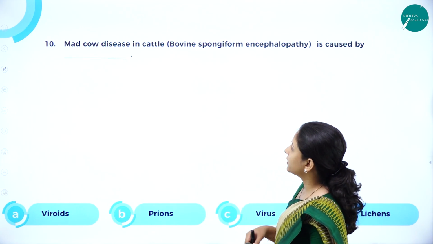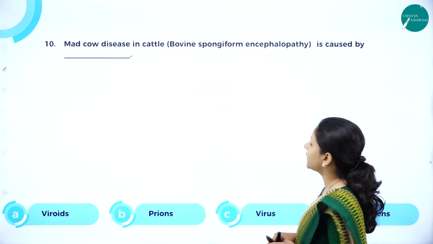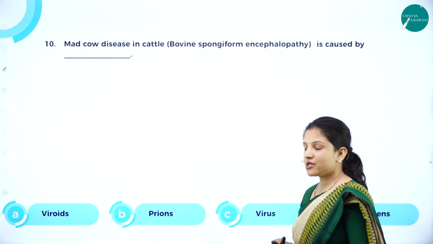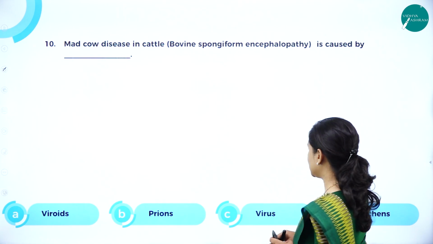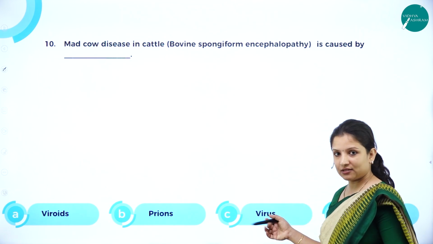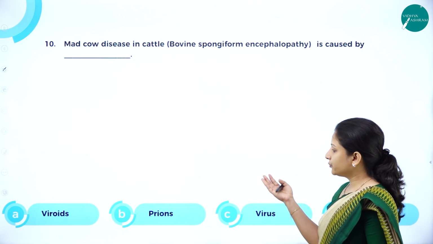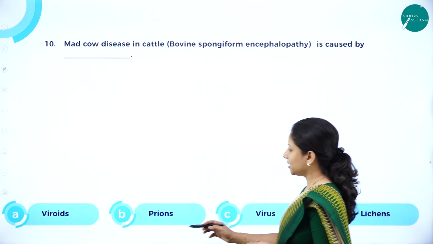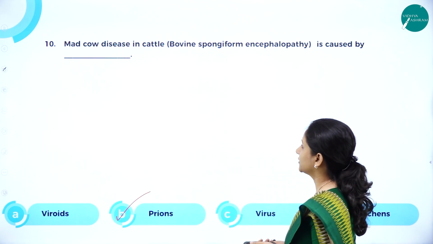Next, mad cow disease in cattle, which is called bovine spongiform encephalopathy, is caused by dash organism. Is it viroids, prions, virus or lichens? Lichens, they don't cause diseases. Viruses cause diseases such as mumps, influenza and so on in animals and humans. Prions actually cause mad cow disease. Prions is the right answer.